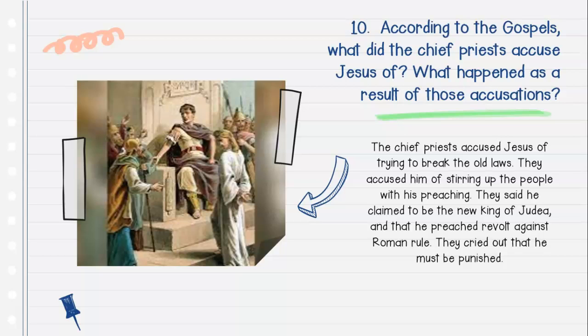Question number 10. According to the Gospels, what did the chief priests accuse Jesus of? What happened as a result of those accusations? The chief priests accused Jesus of trying to break the old laws. They accused him of stirring up the people with his preachings. They said he claimed to be the new king of Judea and that he preached revolt against Roman rule. They cried out that he must be punished.